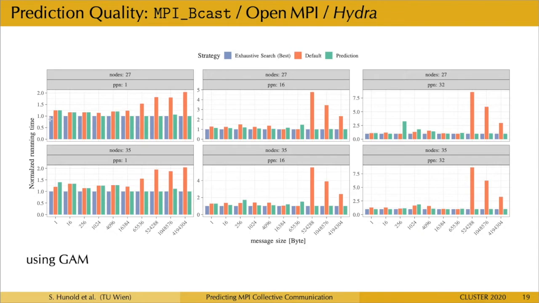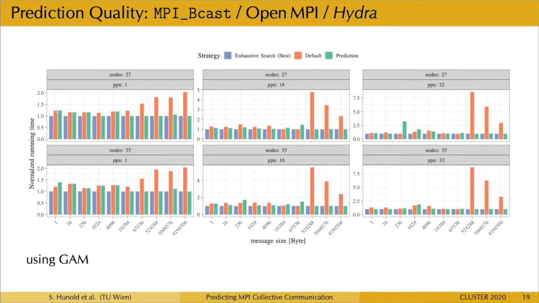Since we know the best algorithm for each individual case that we have in the data set, we know the minimum runtime for a specific case. Here, for example, for 1 byte of messages and 27 nodes, we know the best running time. And the other 2 bars here don't reach that running time, so they are 25% slower. That's what it means. The red bar is the default decision logic of OpenMPI, and the green one is our predicted algorithm. So this is the performance.